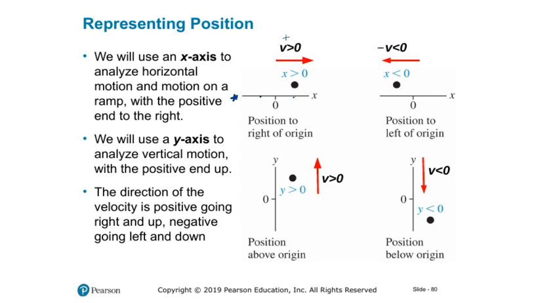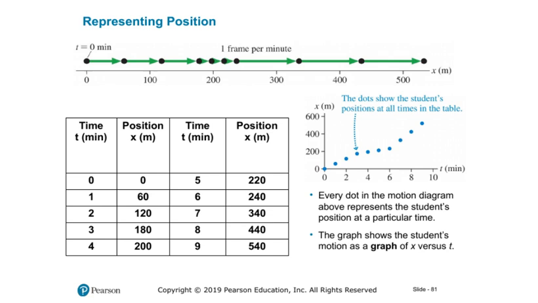We could also have up and down vertical motion. Up is plus, down is minus. That will be the general convention for both position and velocity. And acceleration, we'll get there, is also a vector.